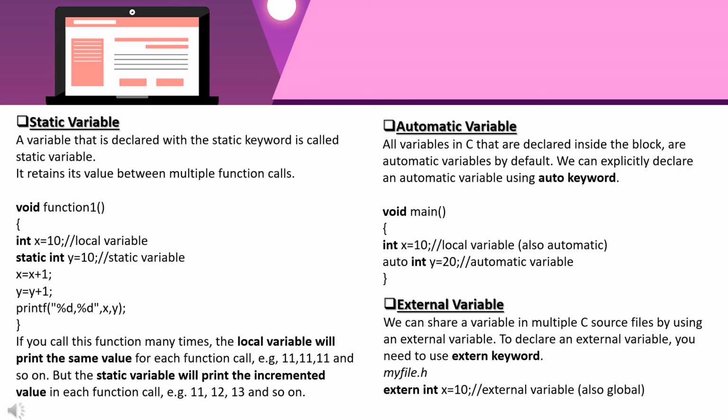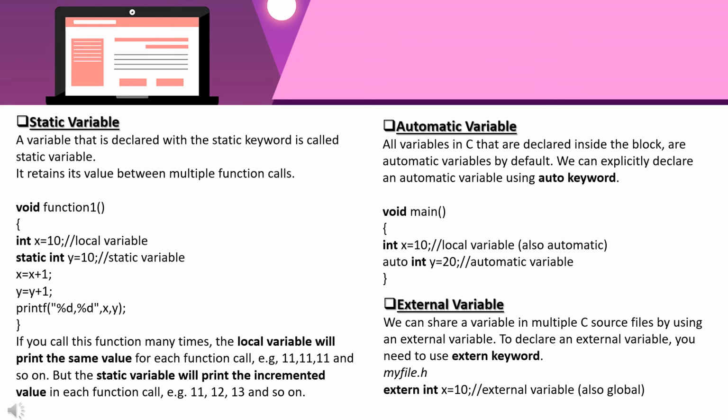The next one is static variable. A variable that is declared with the static keyword is called a static variable. It retains its value between multiple function calls. If you call this function many times, the local variable will print the same value each time. Now in this example, in void function 1, the local variable is declared, that is int x equal to 10, and the static variable is declared here: static int y equal to 10.